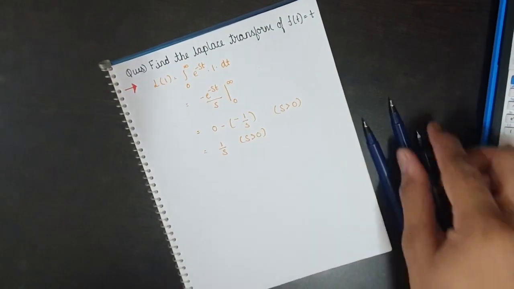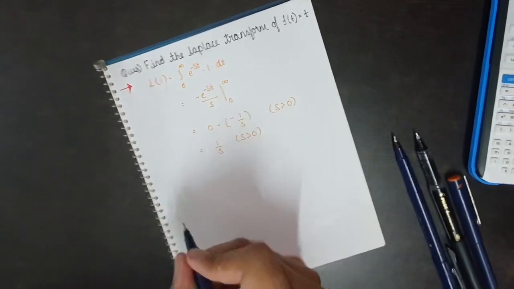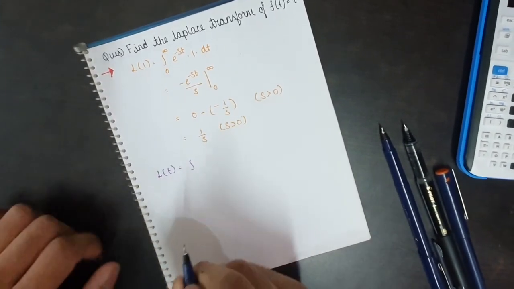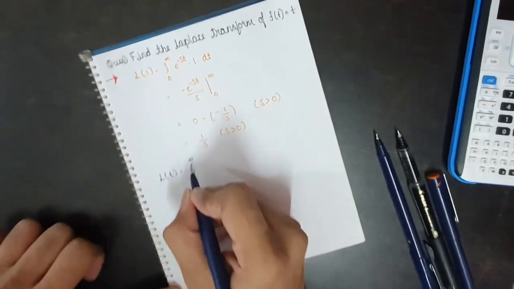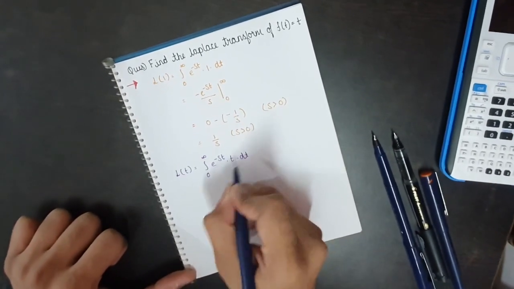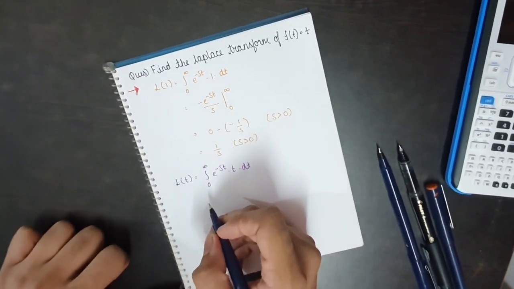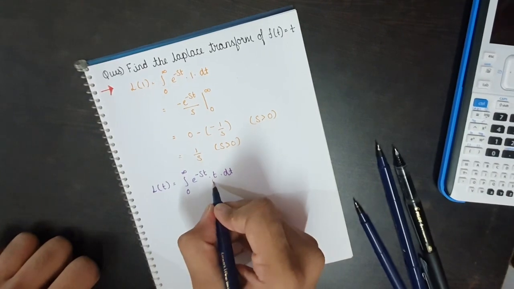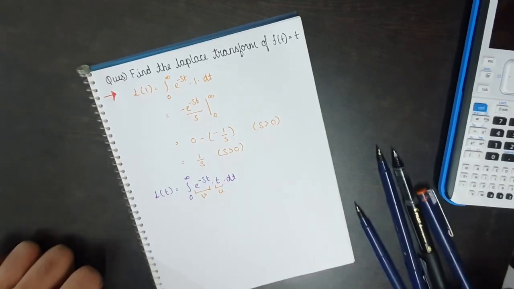Now we are going to use this in finding the Laplace of f of t equals t. L of t equals integral 0 to infinity e power minus st t dt, where this is the kernel. We can integrate this using the by parts method, where we assume t as u and e power minus st as v, following the Eilert convention.